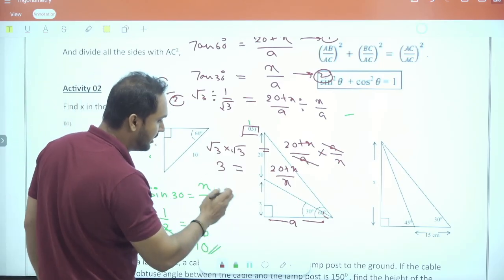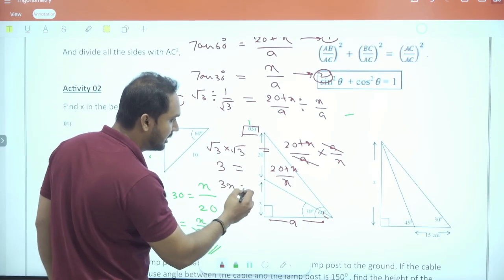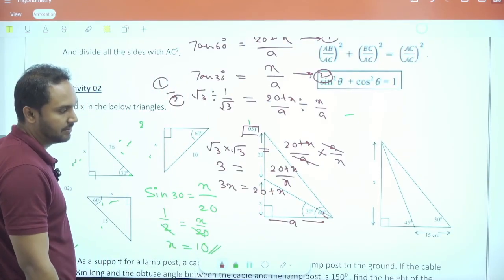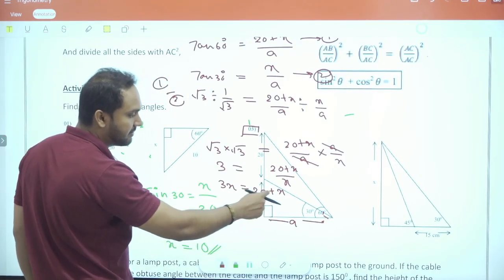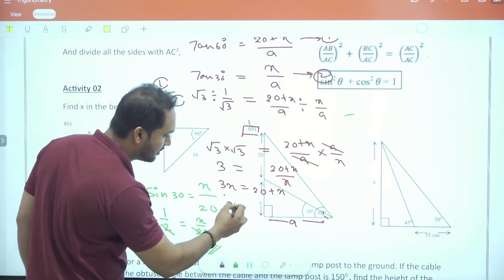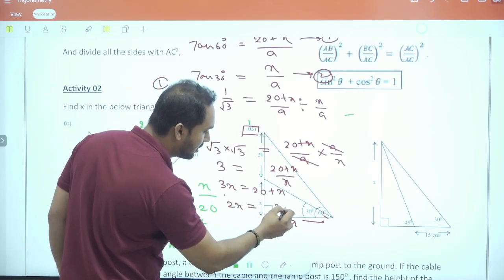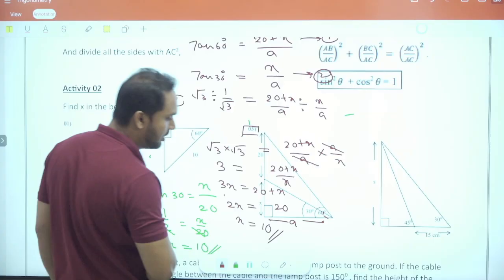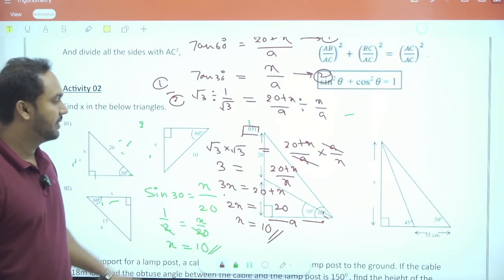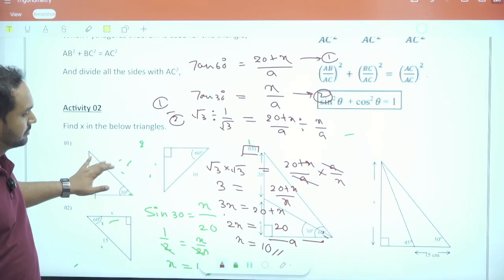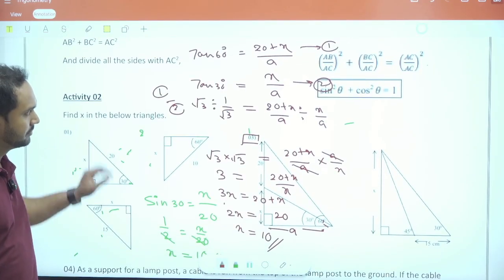So you cross multiply, and what do you get? 3x equals 20 plus x, right? So you take the x to this side, and it becomes minus. So 3x minus x is 2x. So 2x equals 20. Now x equals how much? 10, right? So that's how you find x.